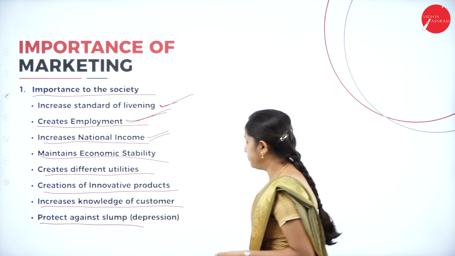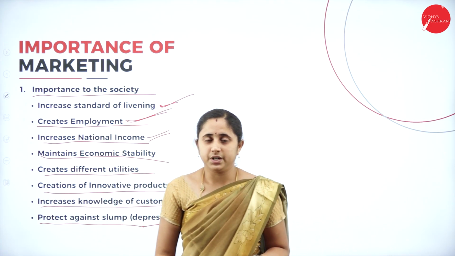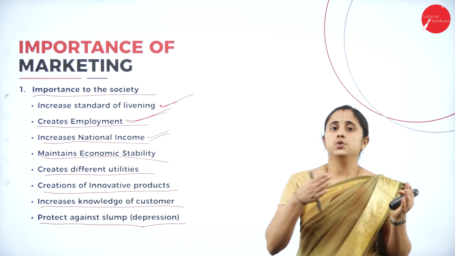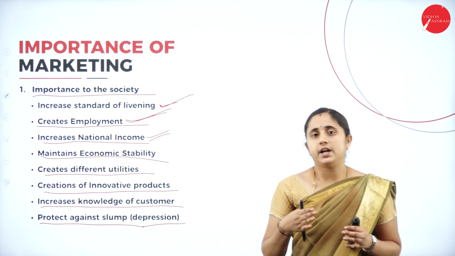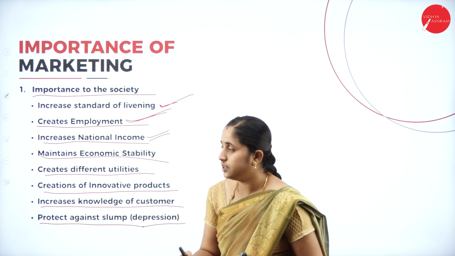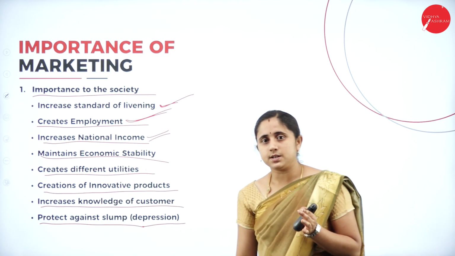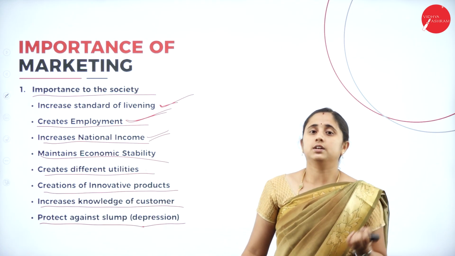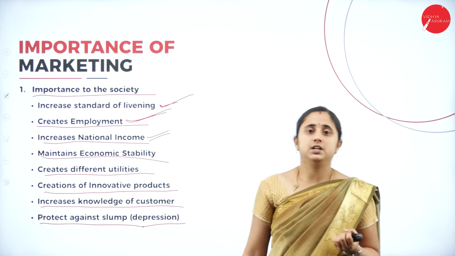Protect against slump, that means depression. When you are producing according to the needs and wants of customers, automatically the demand for your product will increase. So you can supply your goods regularly to the market. It will not reduce your demand. It protects against depression of your product. When your product satisfies the customer, the customer will prefer to purchase your product. So it protects against the depression.